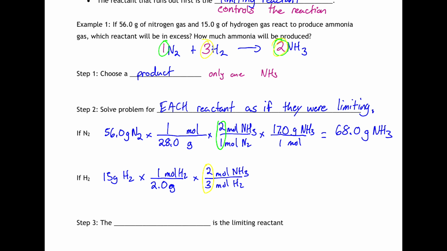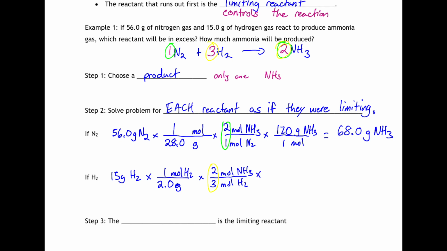All right, the ending step is exactly the same as it is above because it's the same process. We're multiplying by 17.0 grams per 1 mole, and this is NH3 at the end. So now, once again, that's calculator time. 15 divided by 2 times 2 divided by 3 times 17. 85.